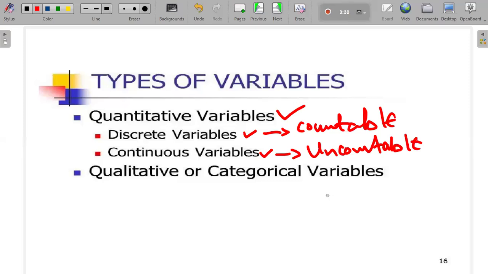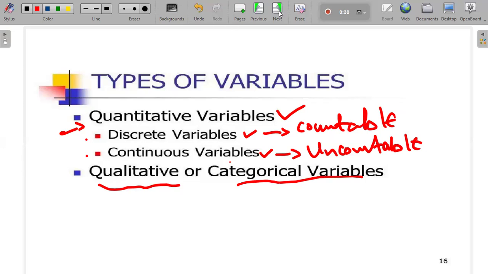And then the other main type of variable is qualitative, or we can say categorical variables. So those are the two types of variables. And the first type has two subtypes, which are discrete and continuous variables. Okay, so any questions there, guys? Any question?